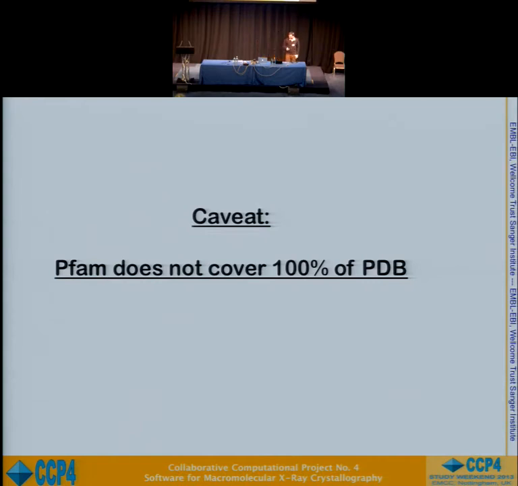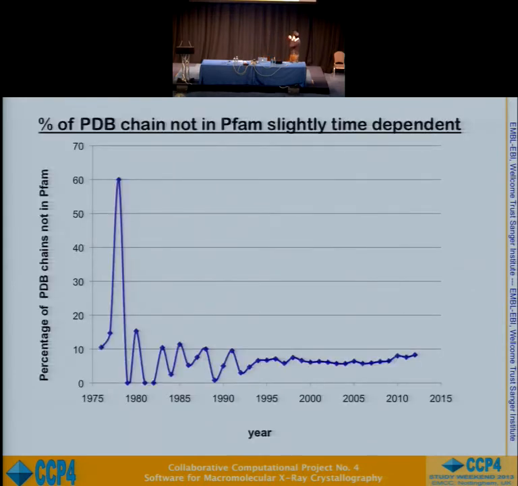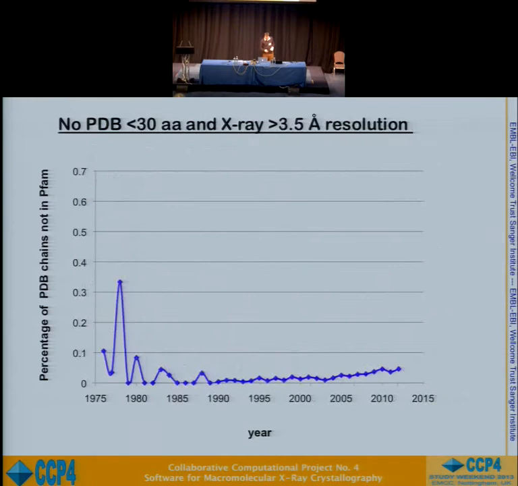Now, one little caveat is PFAM doesn't cover 100% of PDB either, and this coverage is slightly dependent on the year. More recent structures are a bit less covered, but it's not that significant. Fewer than 10% of structures are not in PFAM for each year. If you remove very small chains and also low resolution things, you see that there's a little bit more missing from recent years. But it's a small fraction, so I don't believe this is impacting significantly what I showed before.